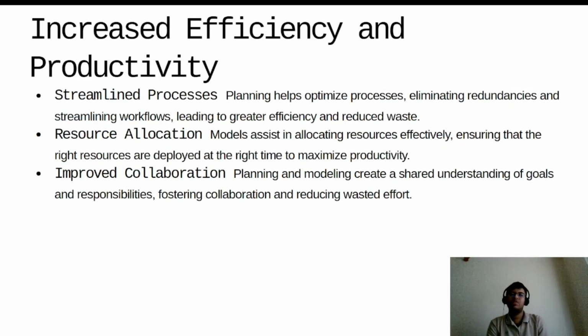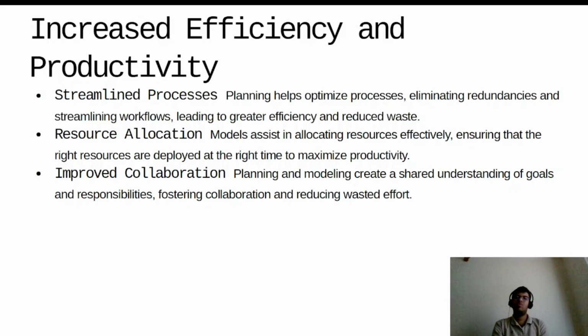Next is to increase the efficiency and productivity. Here we have streamlined processes which helps to eliminating redundancy and to lead to greater efficiency and reduced waste. Next is resource allocation. Now models assist in allocating resources effectively to every branch of the team. Along with it ensures that right resources are deployed at the right time, maximum productivity within the team.